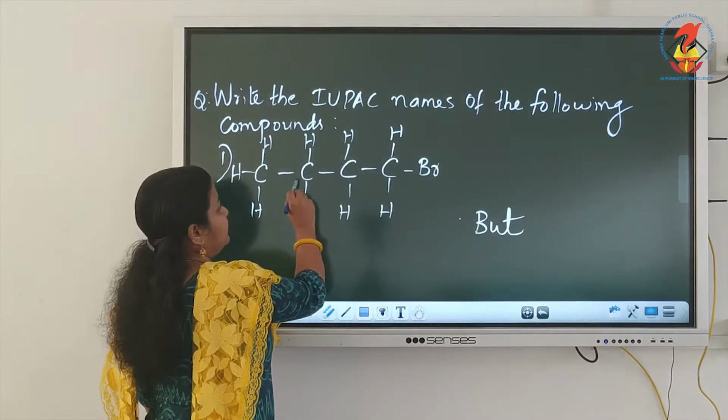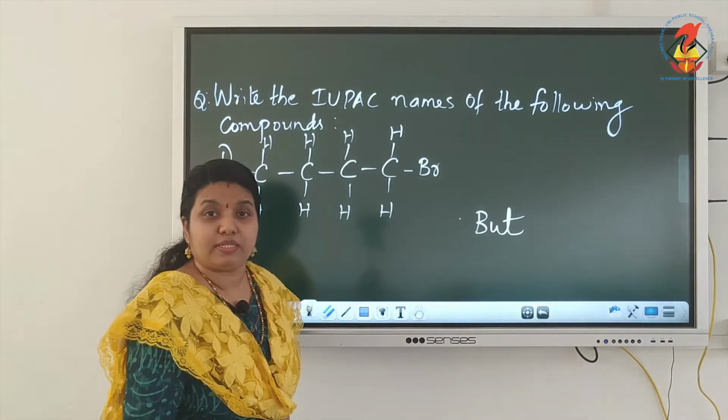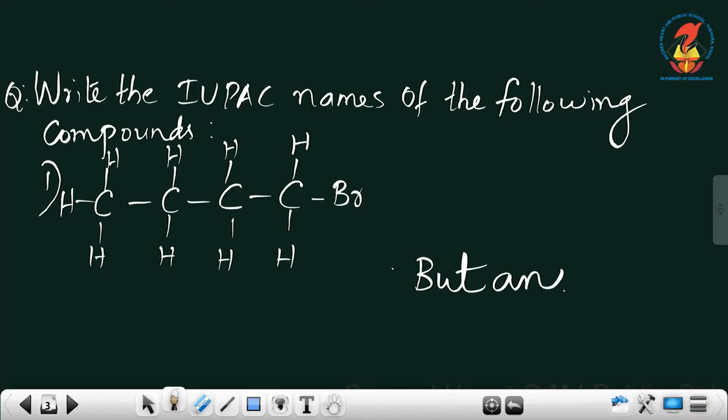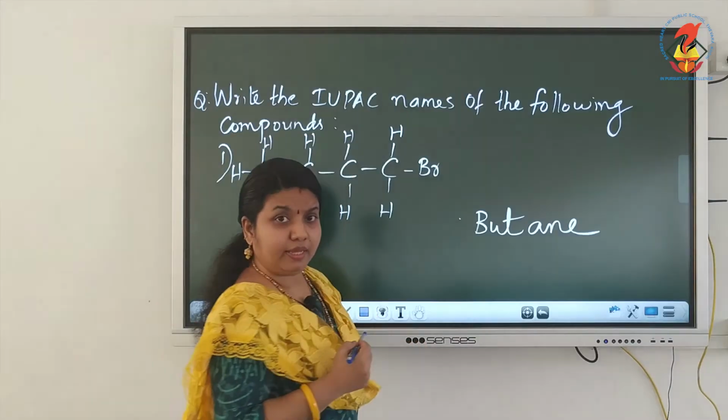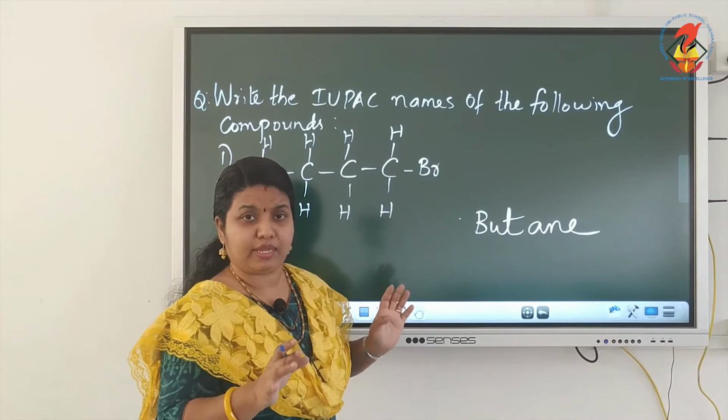Now, what is the nature of the bond between the carbon atoms? All the bonds are single bonds. So, you write it as butane. Clear? So, it is a compound of alkane. So, write it as butane.